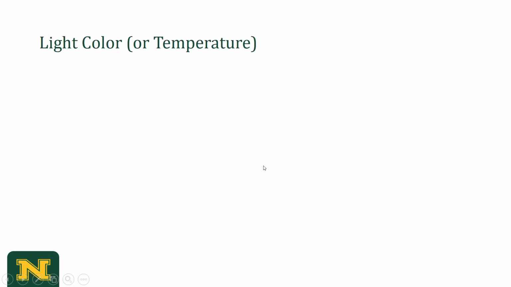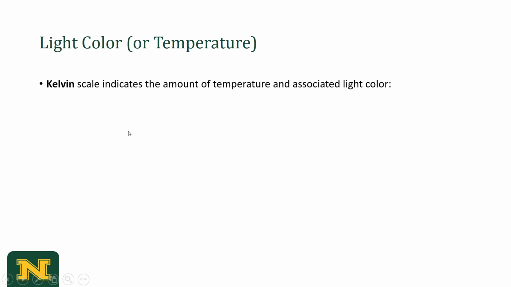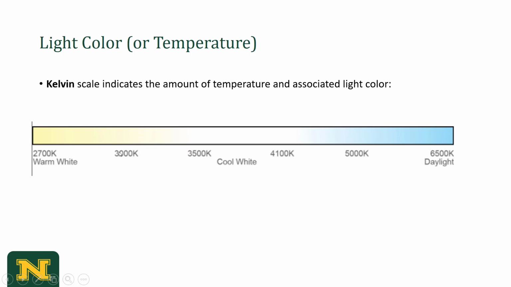The other thing we have to figure out is light color or temperature. Kelvin is the scale that we use to indicate the temperature associated with light color. We're talking temperature with color, or with lighting. It's not heat, it's color. So we look at a Kelvin scale. 2700 Kelvin is your warm white, your traditional incandescent bulbs, up to about 6500 K. I've seen 7000 K too. These are more daylight, what we would call a blue light almost.